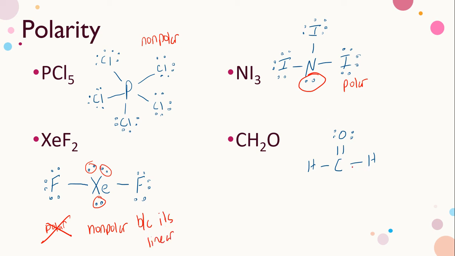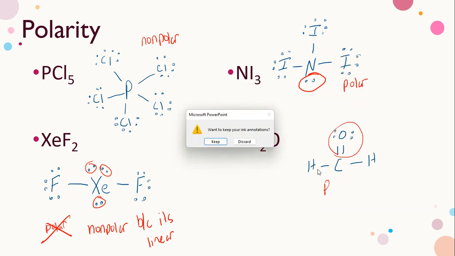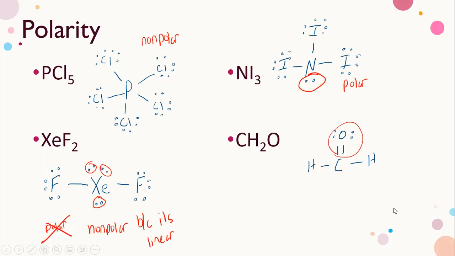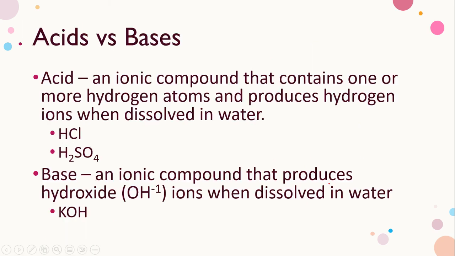And then last but not least, here we have 3 bonds, but the outside atoms are not the same. Here we have a different one. It's oxygen. So this one's actually going to be polar.